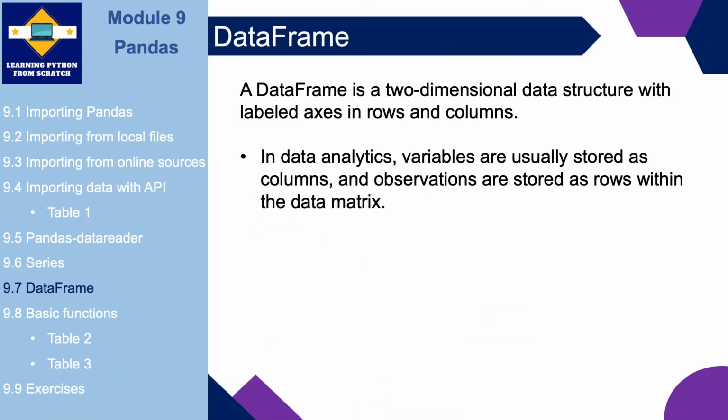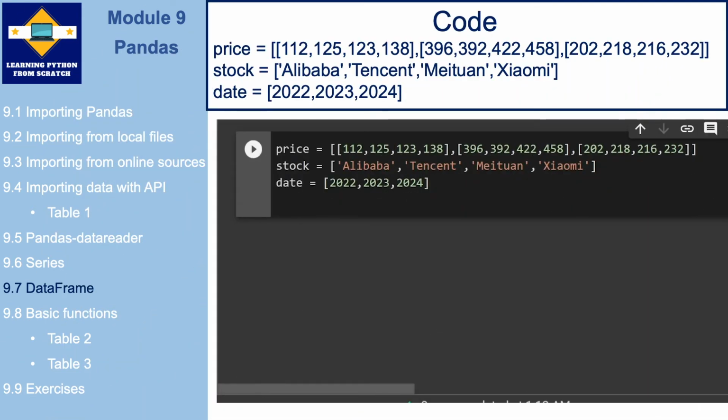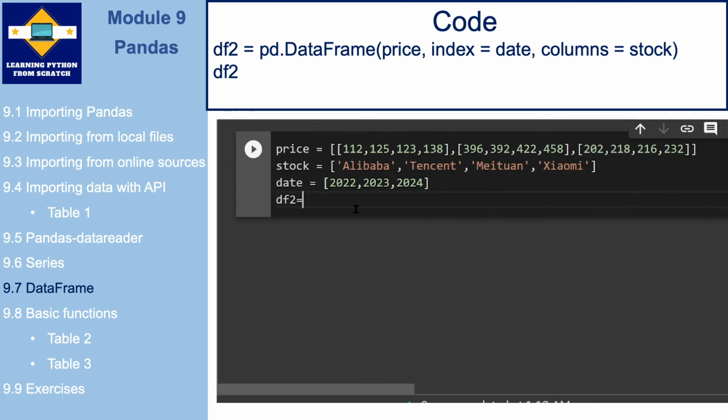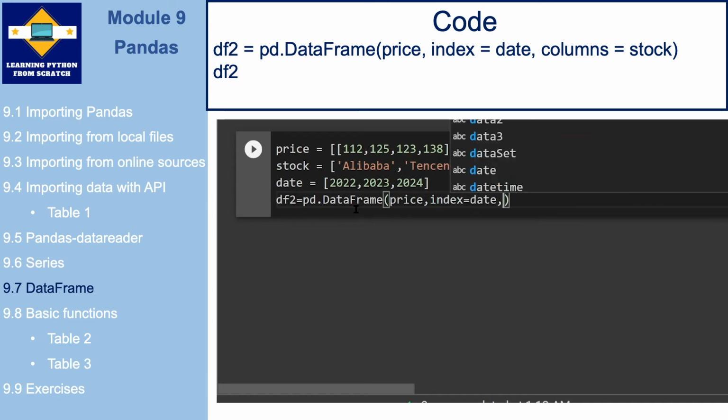A DataFrame is a two-dimensional data structure with labeled axes in both rows and columns. In data analytics, variables are usually stored as columns, and observations are stored as rows within the data matrix. When we use the DataFrame function, we put the variable names in the columns argument and the observation labels in the index argument. Here you can see that our data is the price, and the index, which is the row, shows the day, and the columns show the stock name.